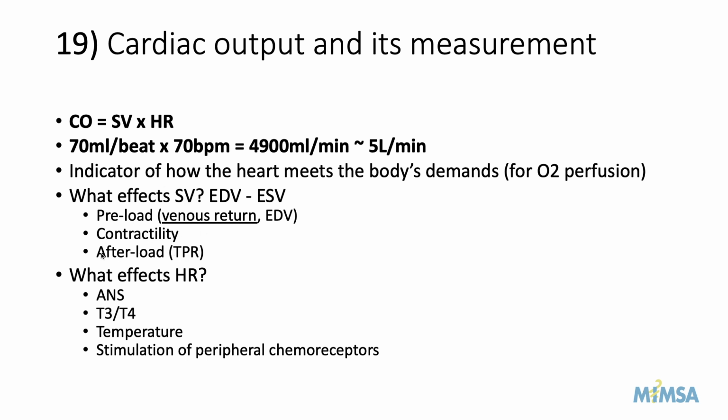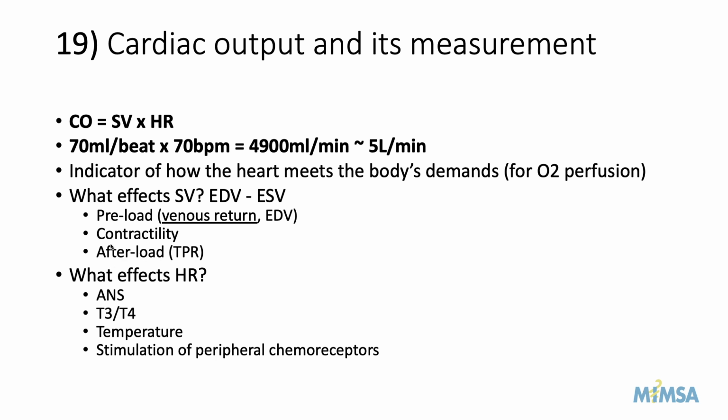And then your afterload is the resistance which the heart has to overcome to push blood out of the heart. And this is basically your total peripheral resistance. So basically you want this to be very low to increase your stroke volume. Because if you have a high afterload, it means that the heart has to work a lot harder, and that means it will push a lot less blood out compared to if there was hardly any resistance, then the heart could push a lot more blood out.